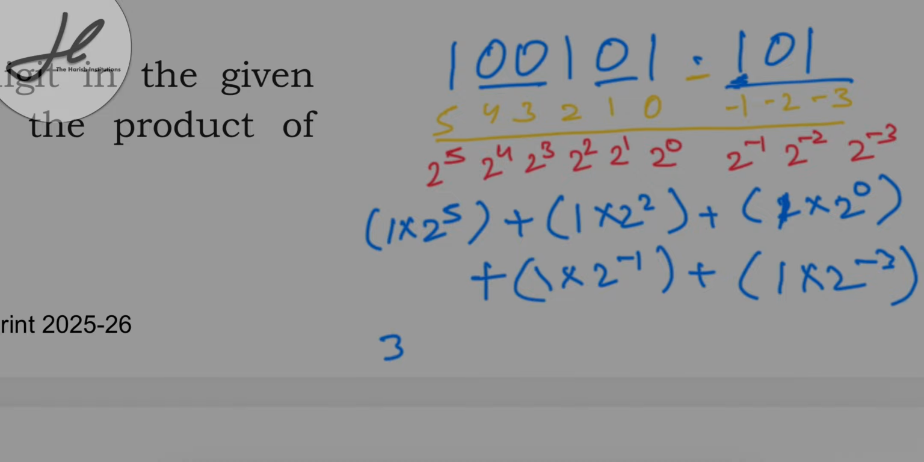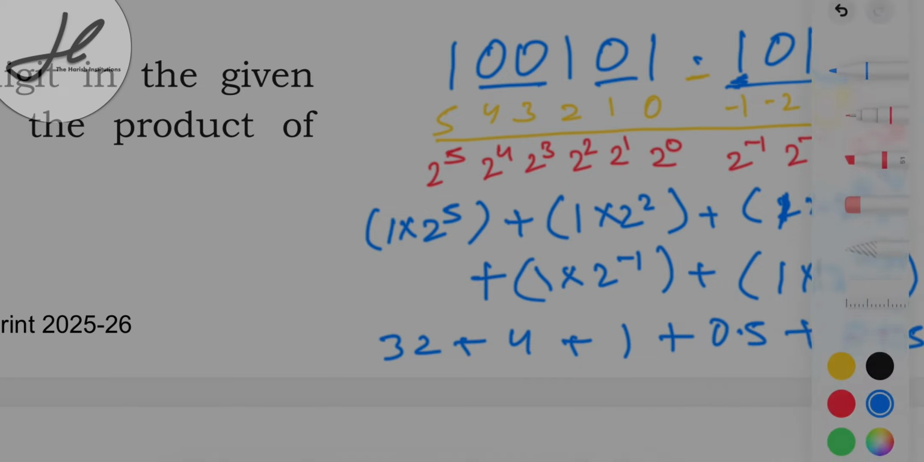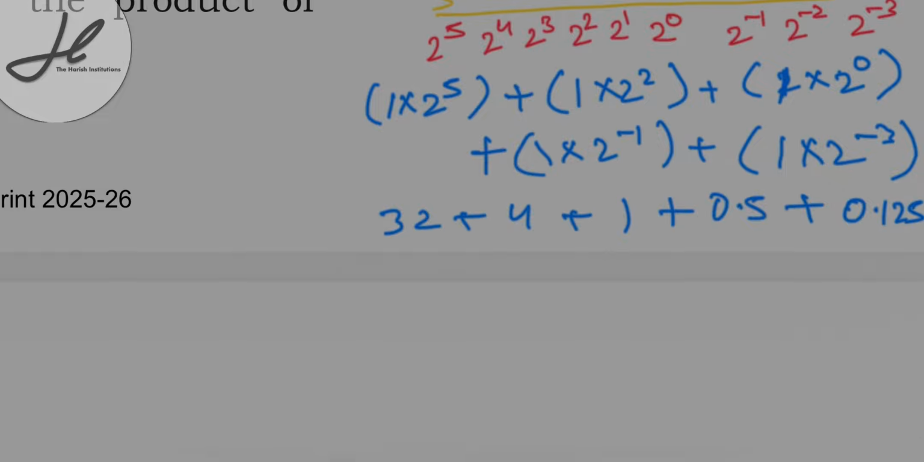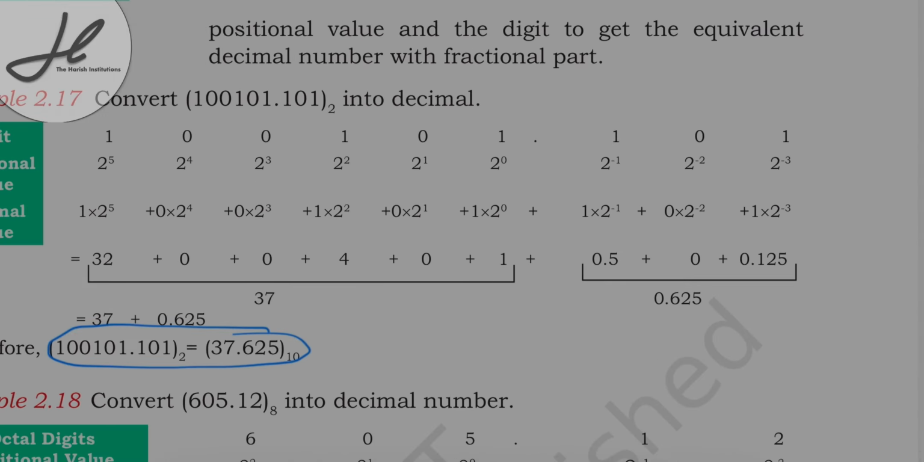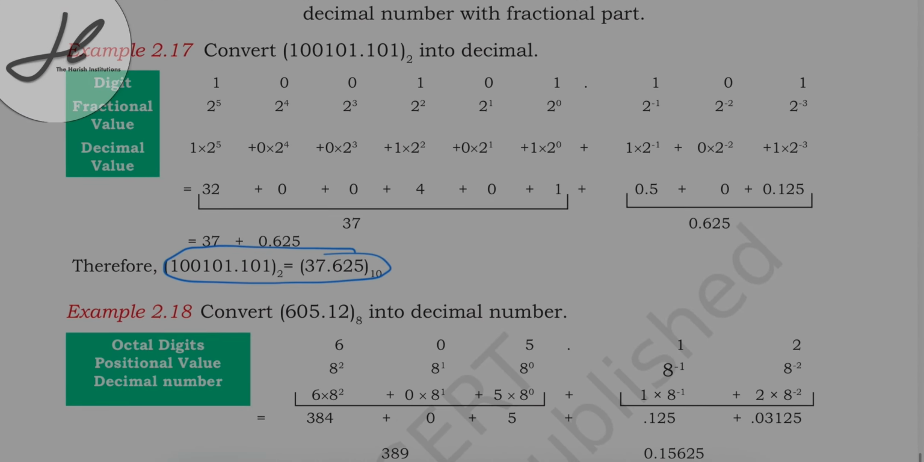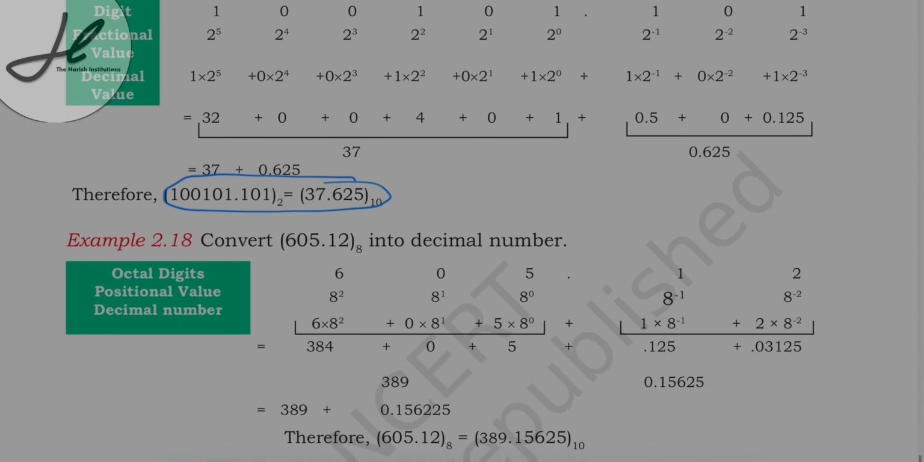So 2 to the power 5, 32, plus 2 to the power 2, 4, then 2 to the power 0, 1. Then this comes like this, and 2 to the power -3. So 0.5, 0.25, 0.125. It will be like this. So we get our last number like 32 plus 4, 36, 37.625. Am I right? Yes, we are right. Okay. This is how simply you can convert.